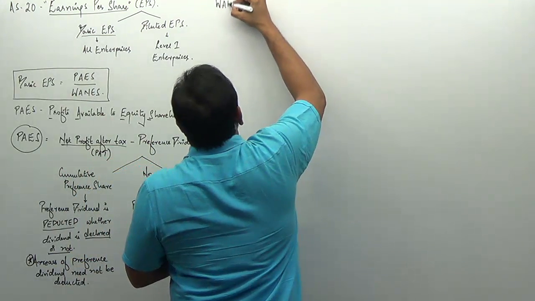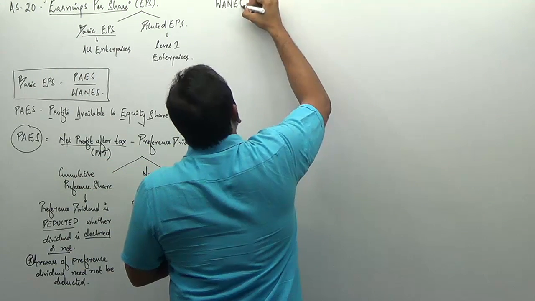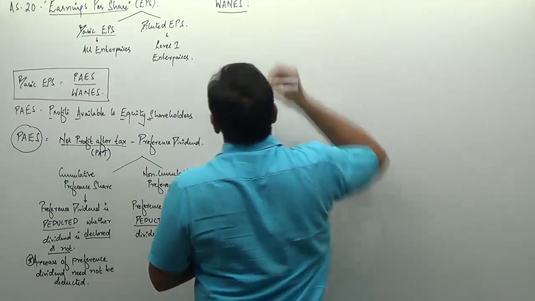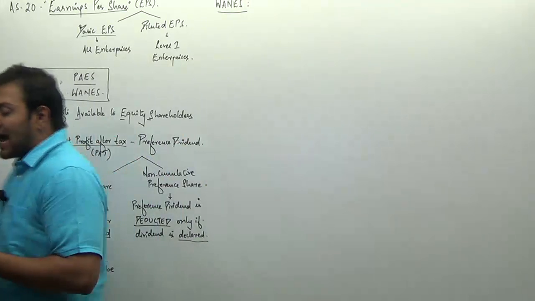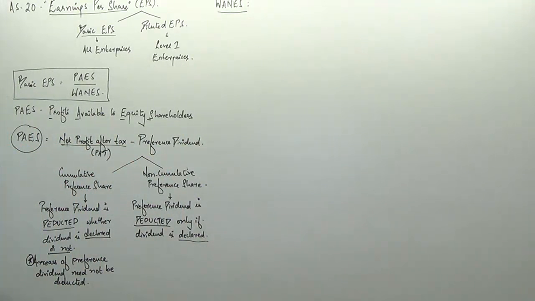WNES, weighted average number of equity shares. How do I calculate this weighted average number of equity shares is the first question to be answered. Now, what do you understand by this weighted average number of equity shares? It cannot simply be said that it is the number of equity shares. It is something other than just the number of equity shares. We'll have to deal with something else here. Now, how do I define this weighted average number of equity shares?